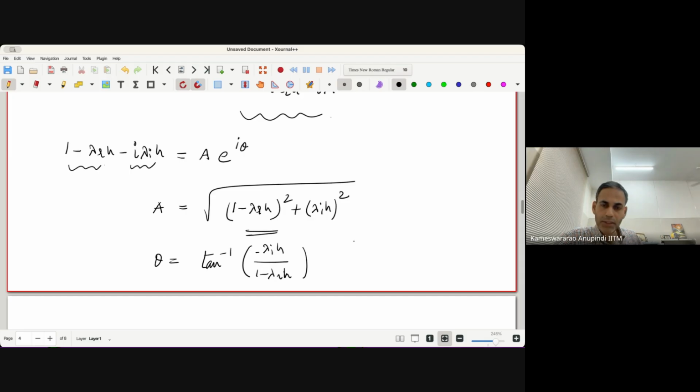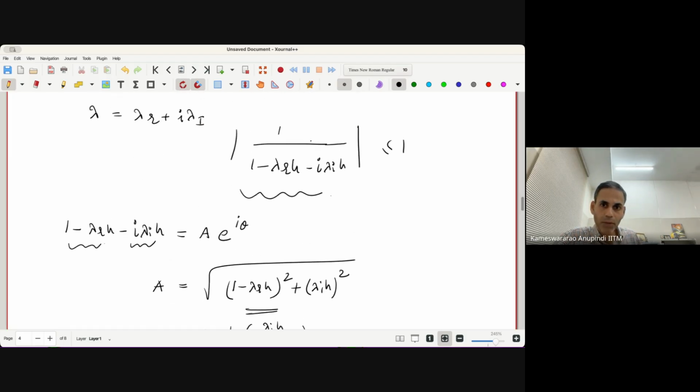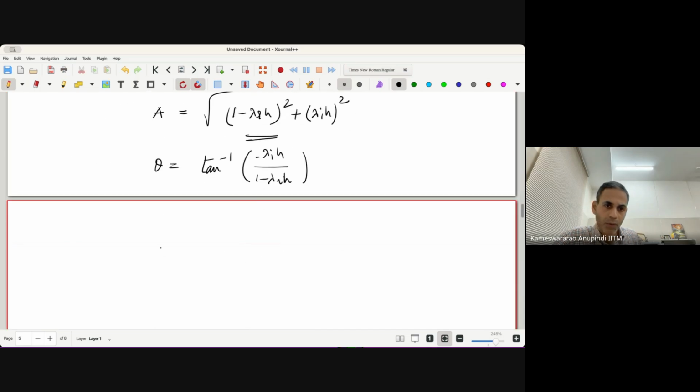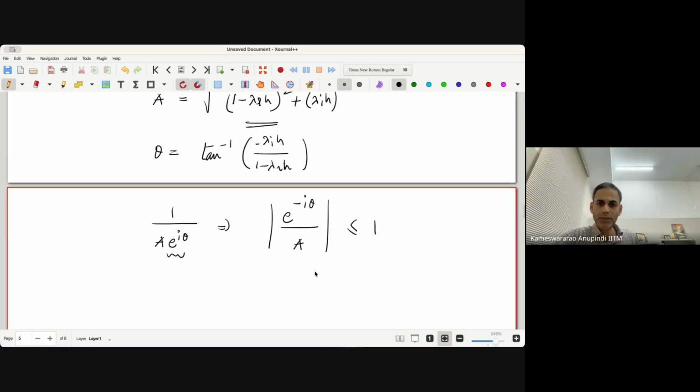Okay, so if this is the case, then I can write this essentially as 1 divided by A times e to the power i theta, right? That means this can be written as e to the power minus i theta divided by A. And then we are looking at the modulus of this to be less than or equal to 1. I brought this e to the power i theta to the numerator, which became e to the power minus i theta divided by A.